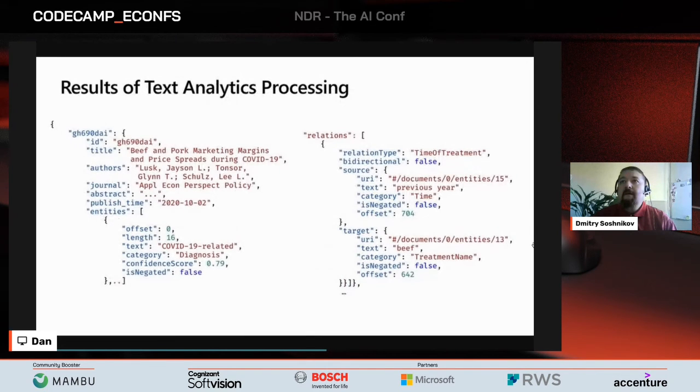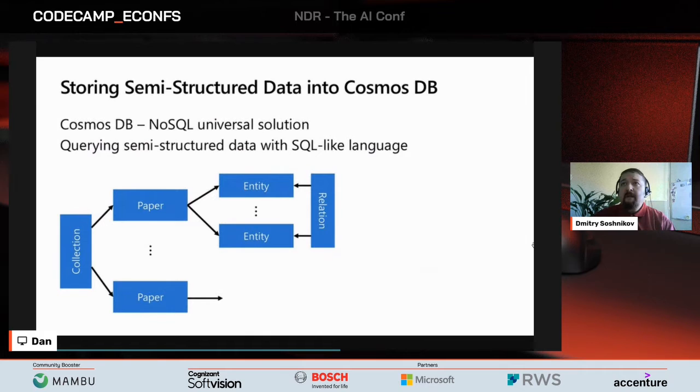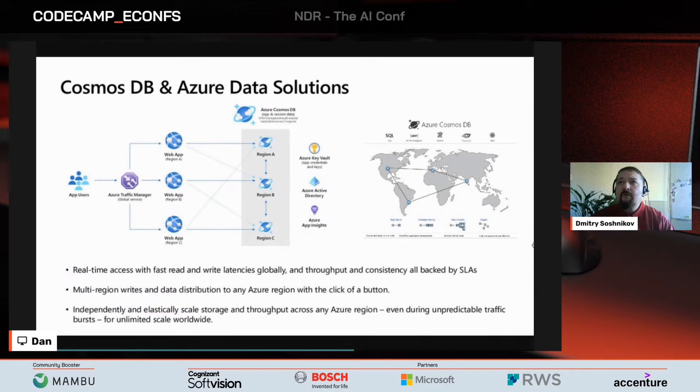Okay, let's go on. This is the result that we get after processing the JSON file. And because it is semi-structured, as I mentioned, we can store it in a Cosmos DB database. Cosmos DB is a NoSQL solution, and you can go on with clicking the slides.